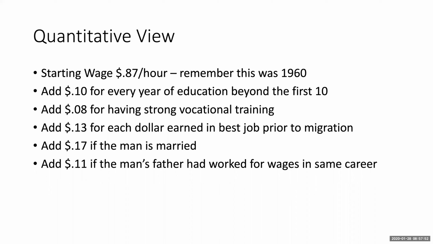Again, this is digging down into demographics. If they're married, they're more likely to stay at that job because their family will be there. If their father had worked in the same career, there's a great chance that the father would have passed on some skill and some knowledge to the son. Again, that equates to a more valuable employee. And so that's what all these abbreviations meant.